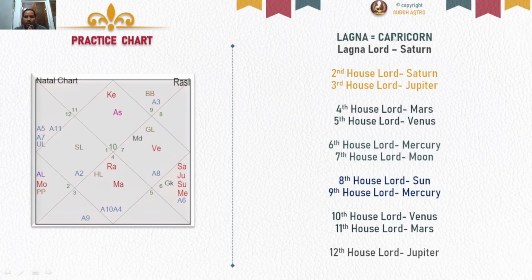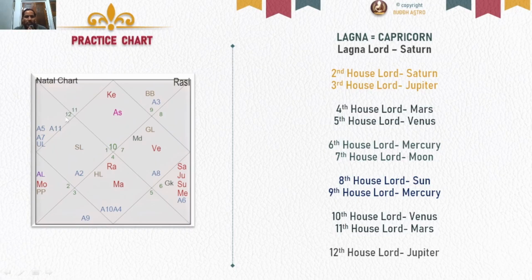What is Lagna in this chart? That is Capricorn. Now we know that 10 number means Capricorn and it is ruled by Saturn, right? So Lagna Lord will be known as Saturn. Now see, the second house has the sign of Aquarius because after 10 number, 11 will come into the second house. So the second house lord will also be Saturn.